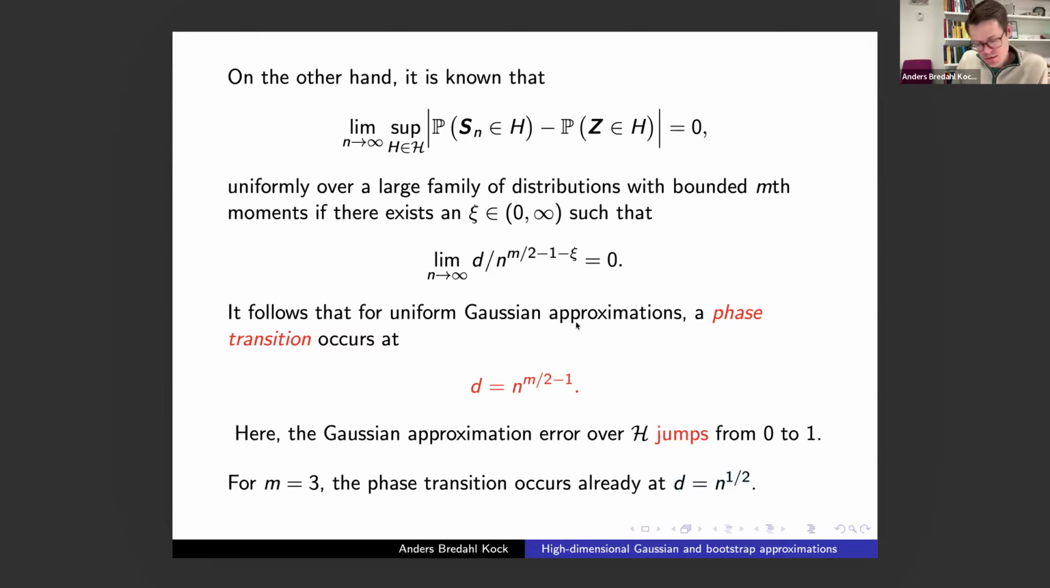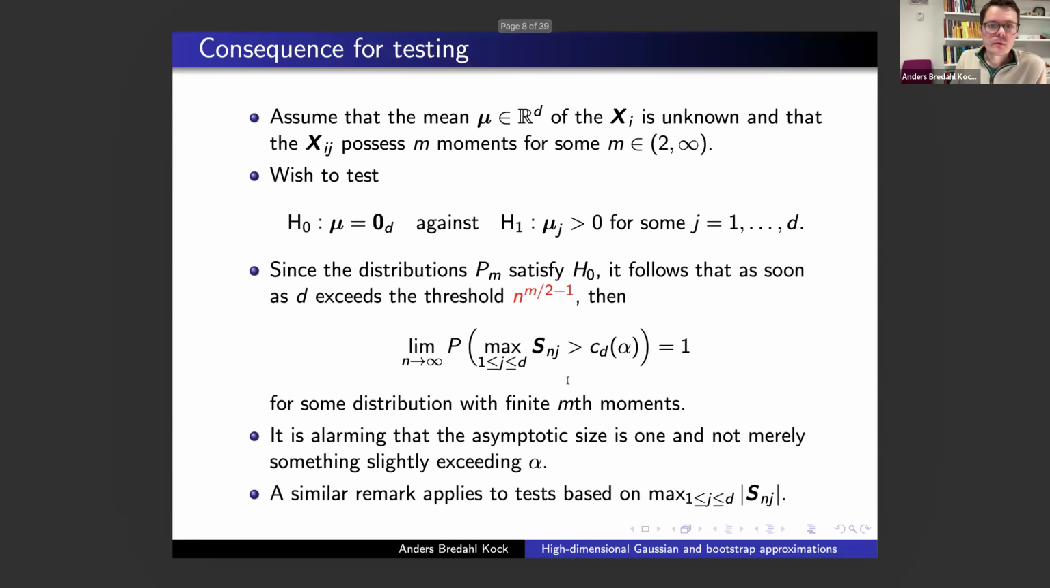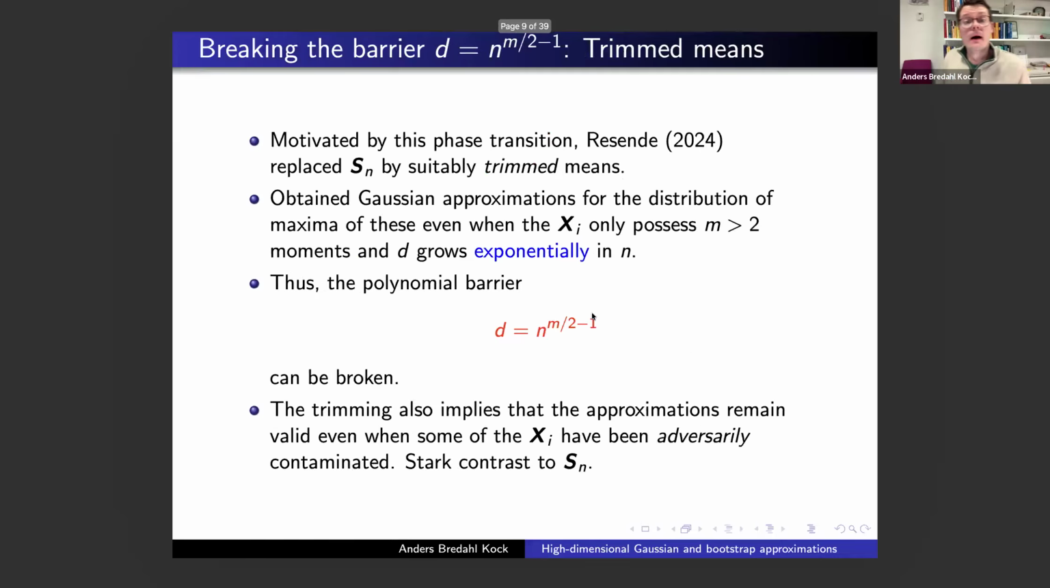Okay, so this was sort of the negative result. That is, Gaussian approximations for plain sums can break down at this critical threshold here if one only imposes that the entries of the xi have m moments. I'll talk more about consequences for testing later on.